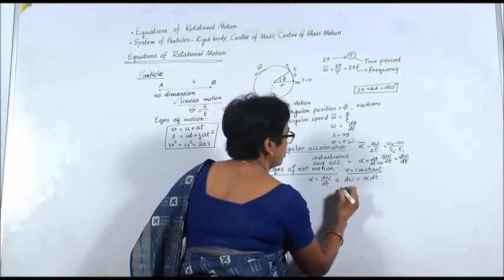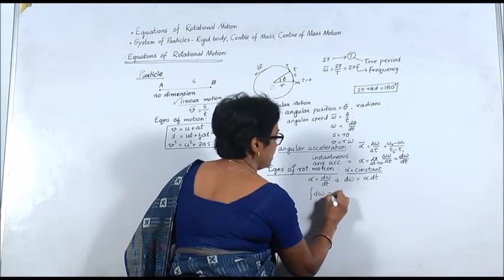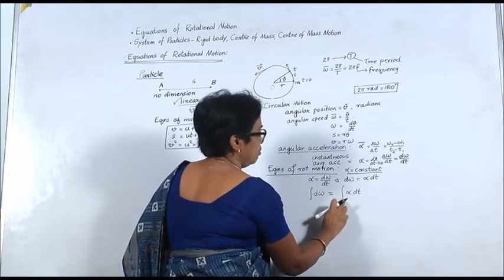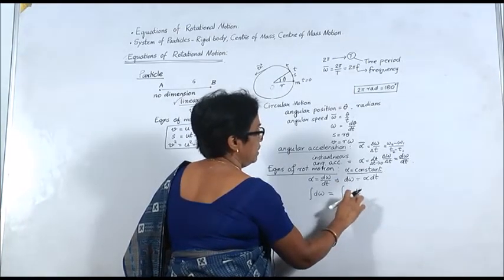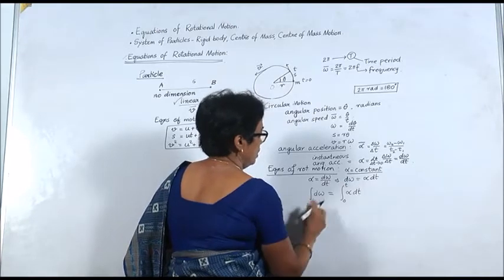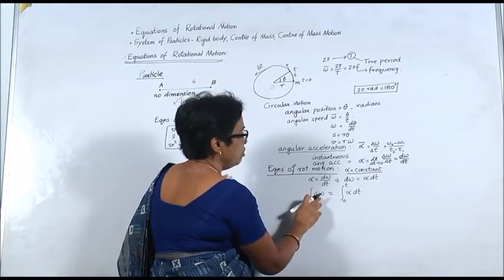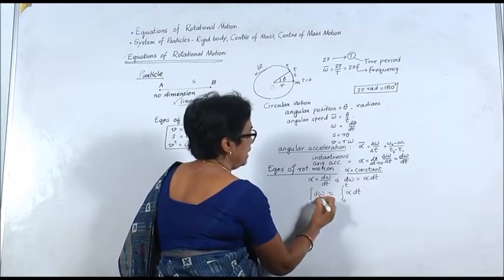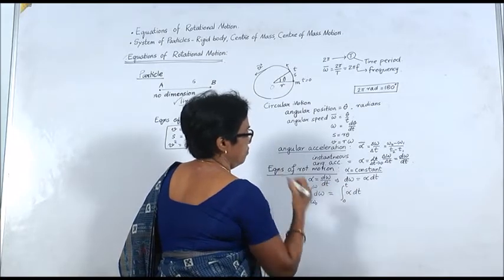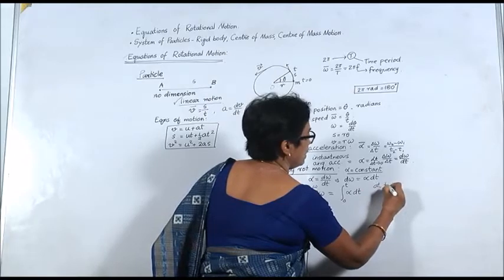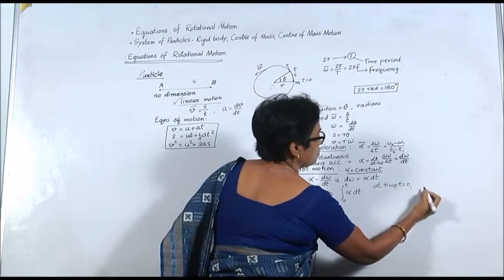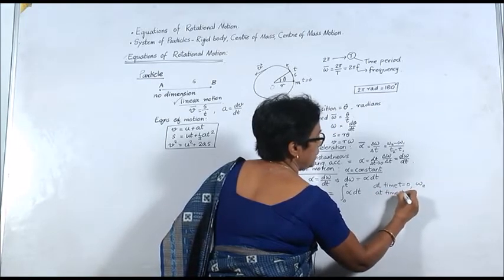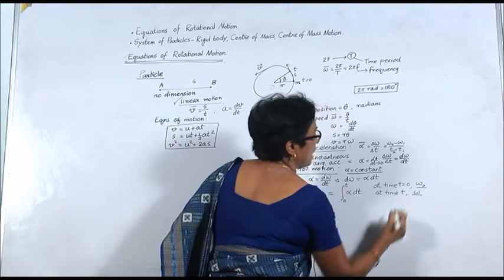Then I can integrate it: d omega on the left hand side, and dt on the right hand side. The limits for time will be from 0 to t, and the limits of omega will be omega 0 when time was 0, and omega at time t. So, at time t equals 0, the angular speed was omega 0, and at time t the angular speed is omega.